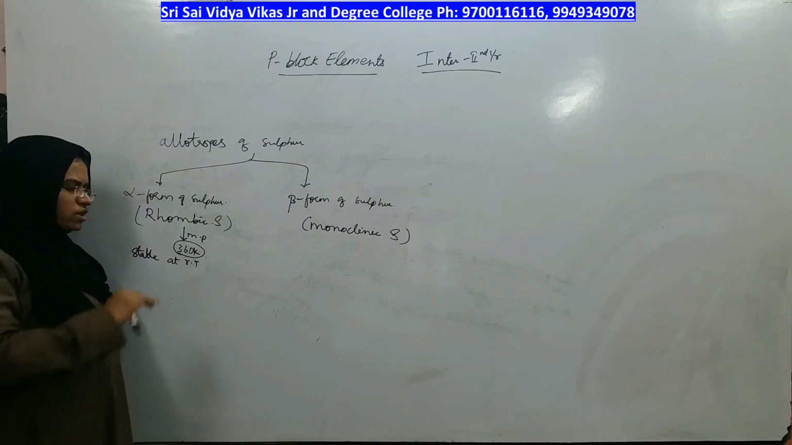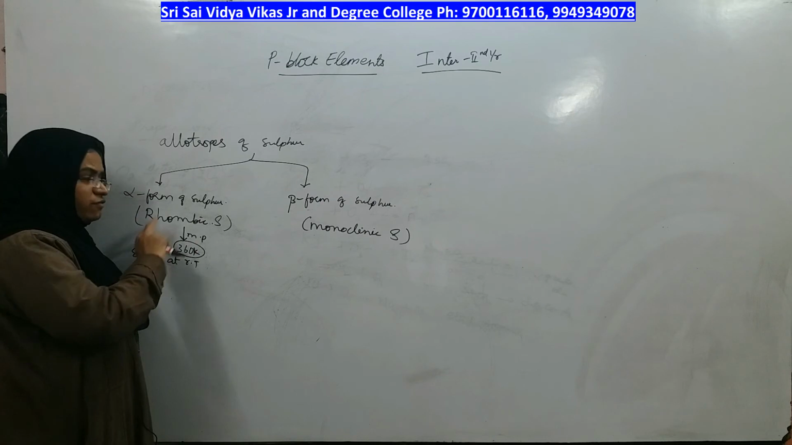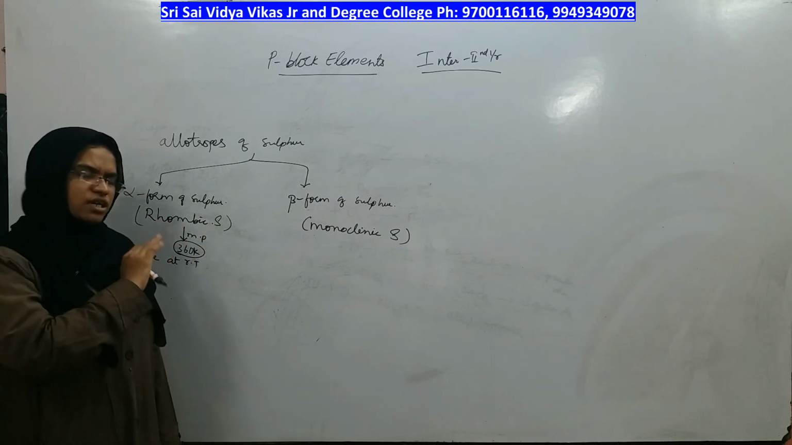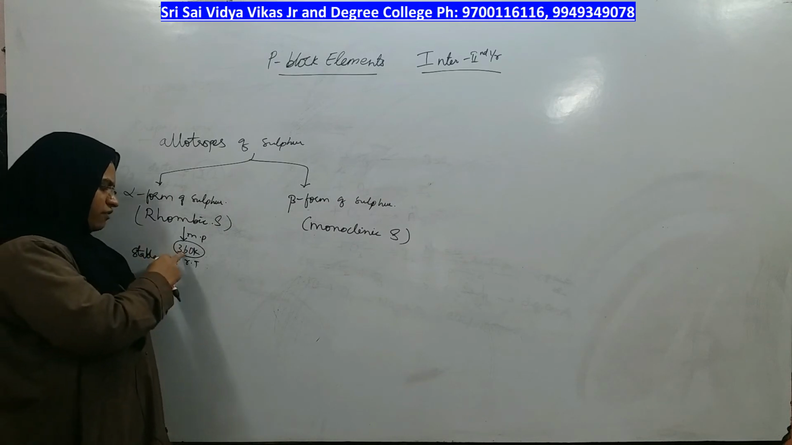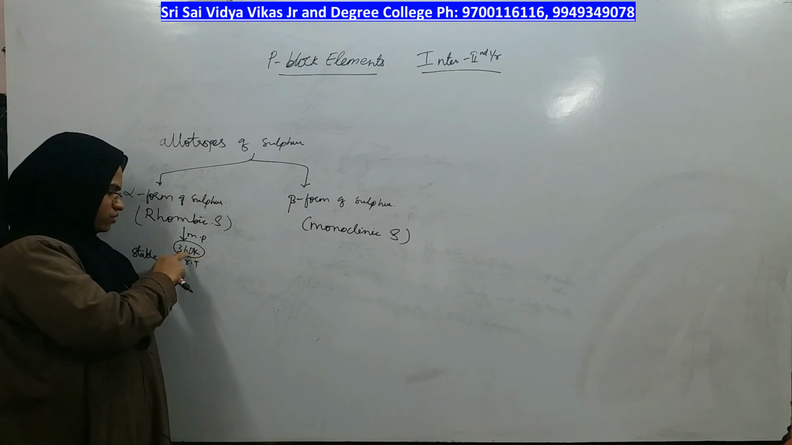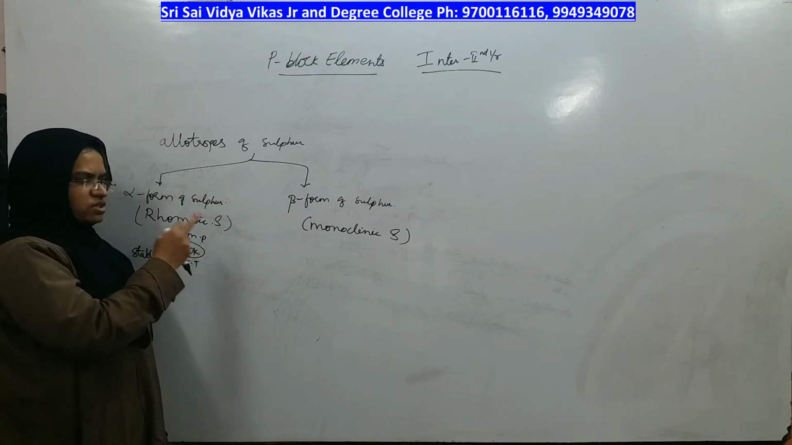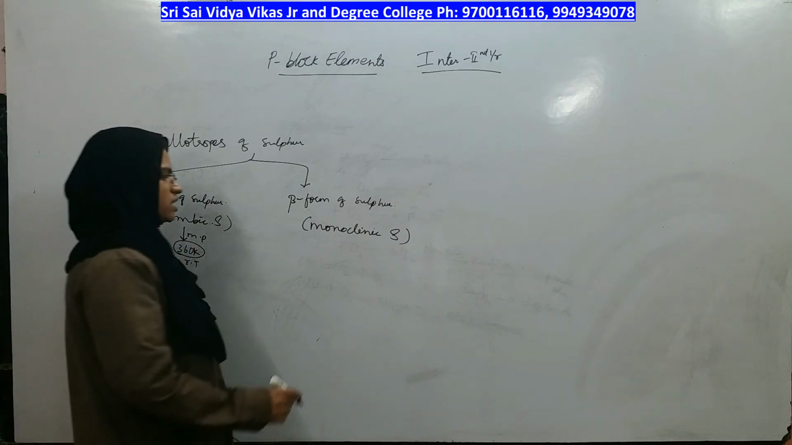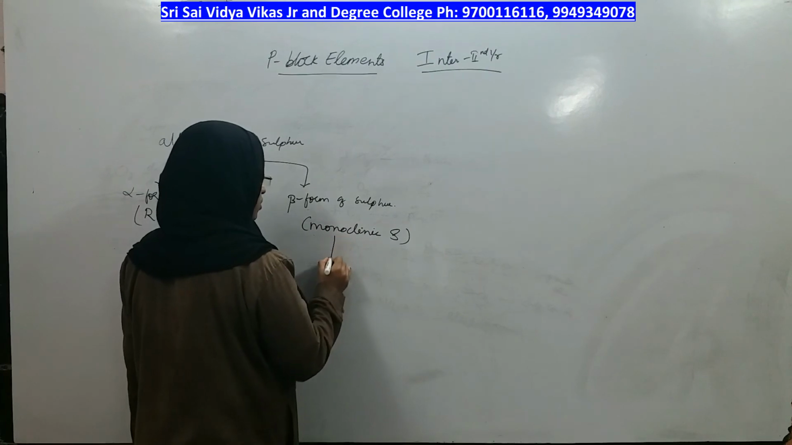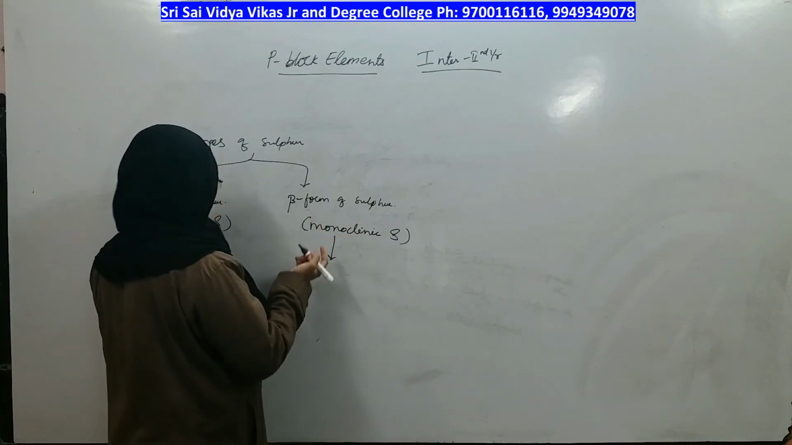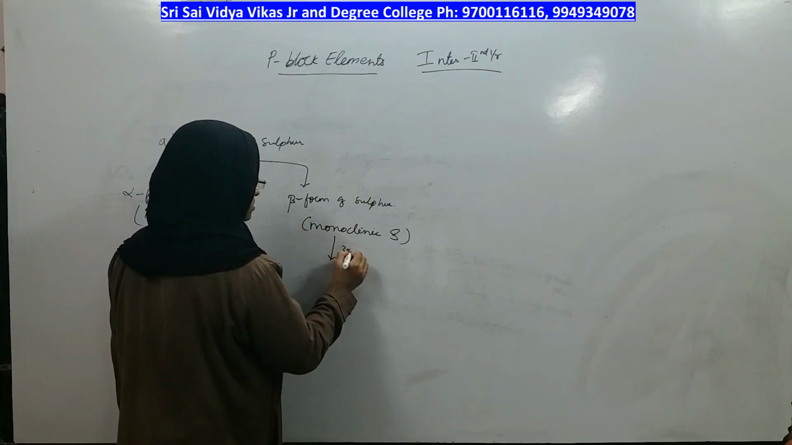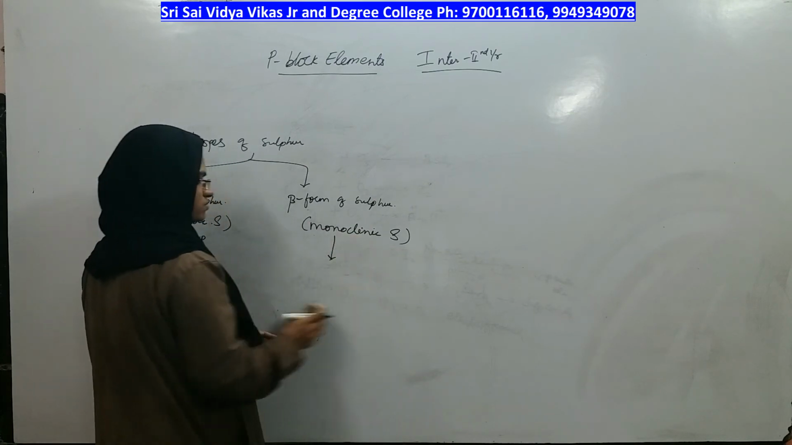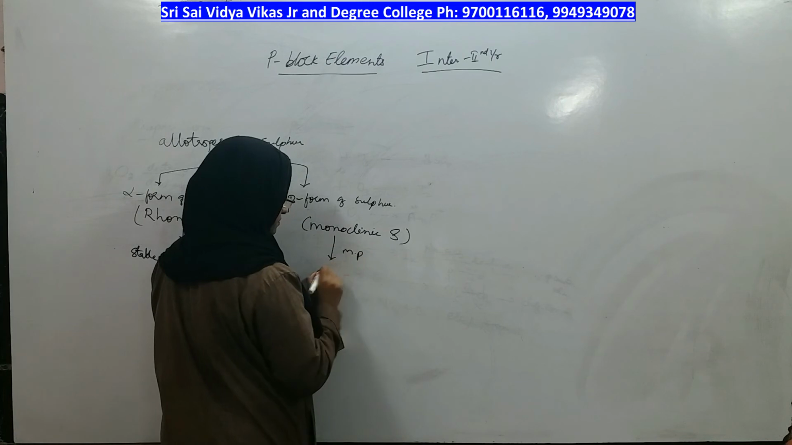If you want to convert rhombic sulfur into monoclinic sulfur, you have to heat it above this temperature. If you heat it above this temperature, you will get the next allotrope. What is the next allotrope? Monoclinic sulfur. What is the melting point of monoclinic sulfur? It is higher than this. It is around 390 Kelvin.